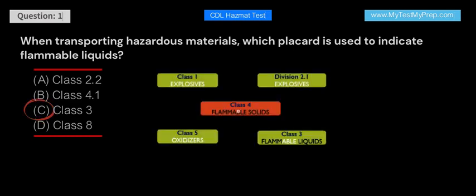Class 2.2 indicates non-flammable gases, Class 4.1 indicates flammable solids, and Class 8 indicates corrosive materials. What does the acronym HMR stand for in the context of hazardous materials transportation? A. Hazardous Material Resources. B. Hazardous Material Regulations. C. Hazardous Material Requirements. D. Hazardous Material Receipt.